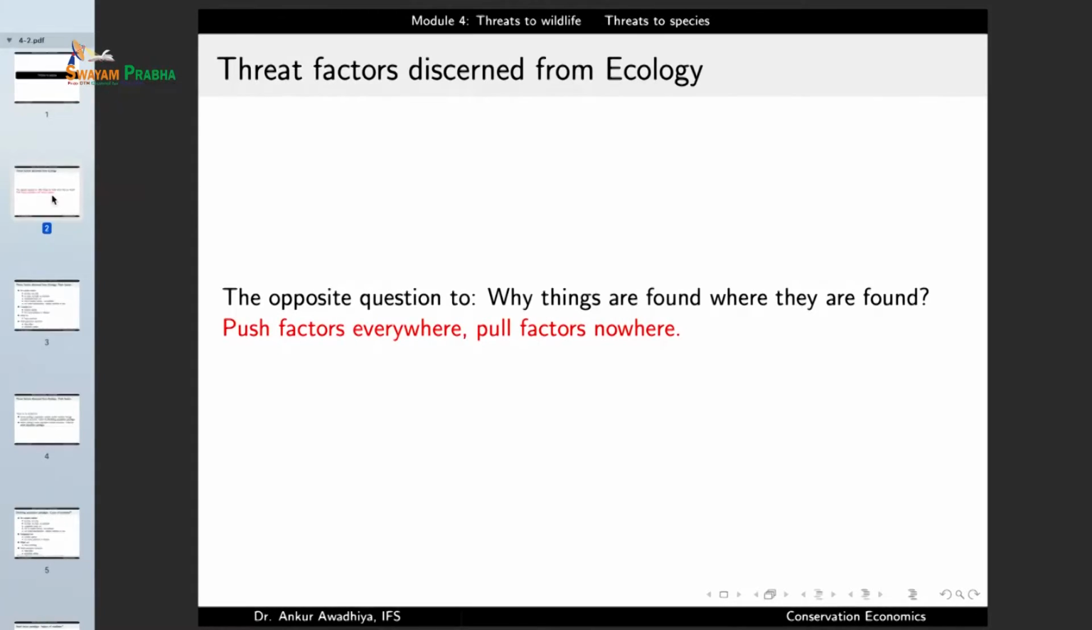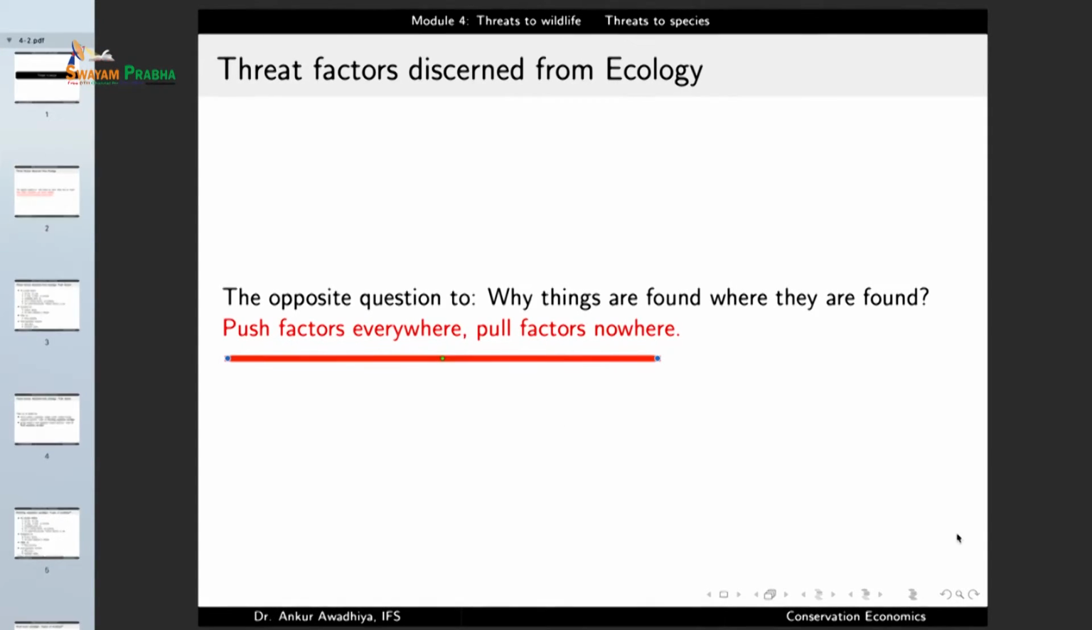So any organism that is found in these areas, there is a very good chance that either this organism will be killed or this organism will shift to some other place. So there are certain push factors and certain pull factors. Now, when we talk about the threat factors, then if an organism is at threat, what does it mean? It means that the organism is facing push factors everywhere and it does not have a pull factor anywhere. Which means that from all the areas, this organism is being pushed out and there is no place where this organism is finding a habitat that is suitable for itself.